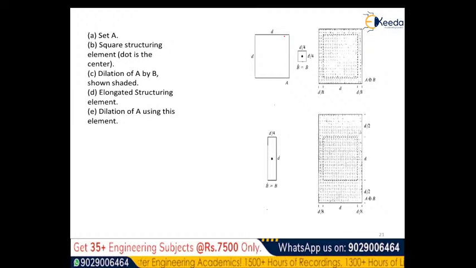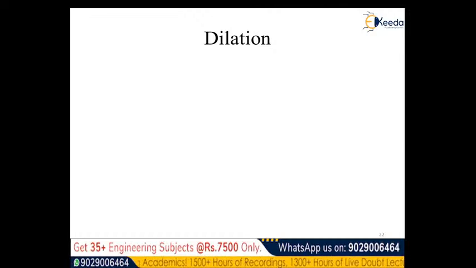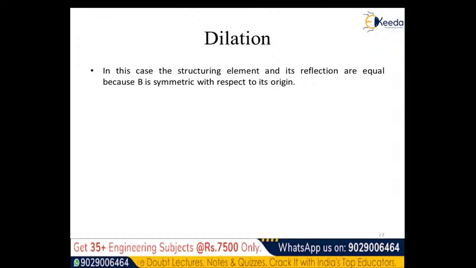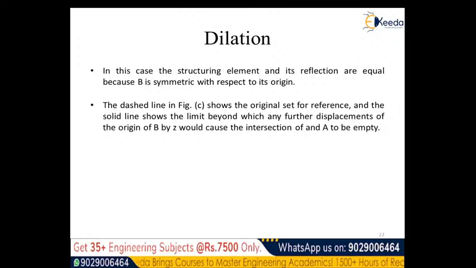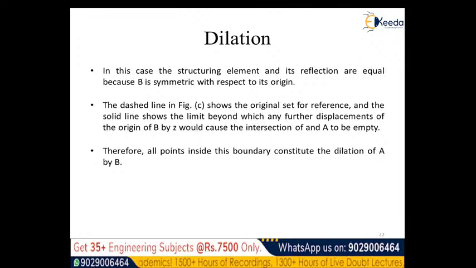Now let us talk about one example here, but before going to that example, let us have the written information with respect to the illustration that I have just shown to you. In the case that we discussed, the structuring element and the corresponding reflection are equal because B is symmetric with respect to the origin. More details you can see in my original videos that we have on the online platform. The dashed line in part C is the original set, which I have also outlined as you have seen here, and all the points inside the boundary constitute the dilation of A by B.